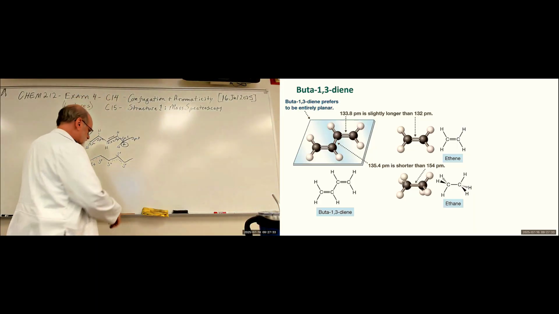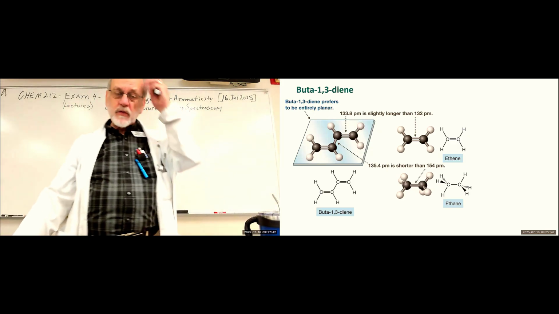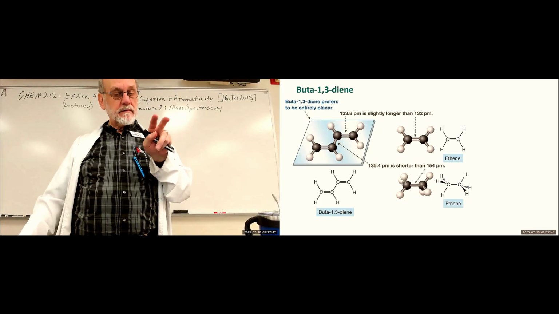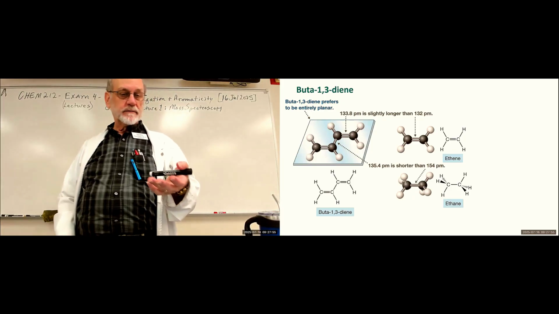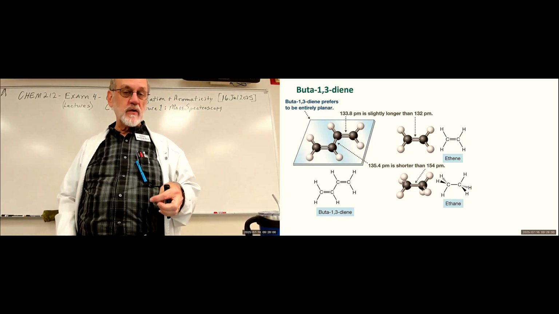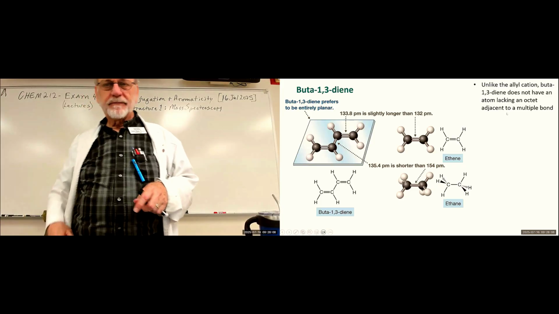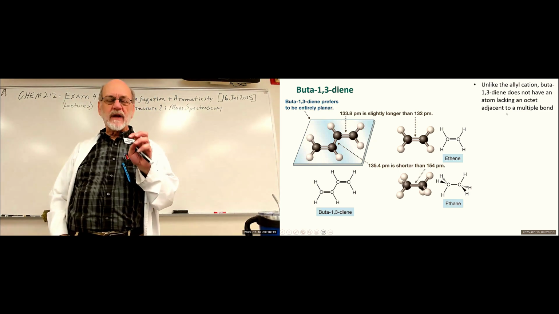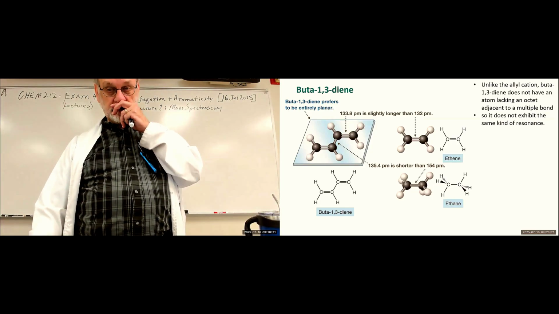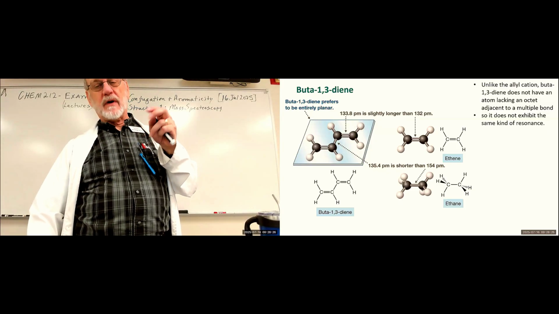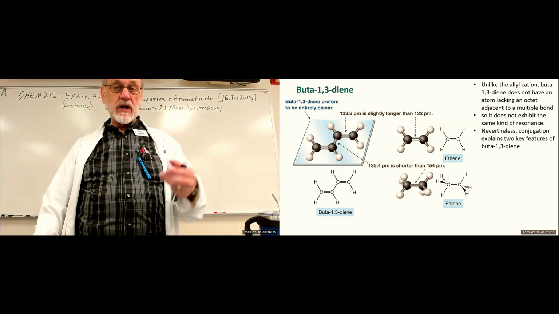All right, so we're switching to a different molecule now: butyl-1,3-diene. Notice that we have two double bonds and a single bond in between. So we should expect conjugation for this molecule among all four carbons. All four carbons are sp2 hybridized. Butyl-1,3-diene doesn't have an atom lacking an octet adjacent to a multiple bond. So we look at it slightly differently, except that it doesn't exhibit the same type of resonance because there's not a deficiency. But it still does undergo conjugation.